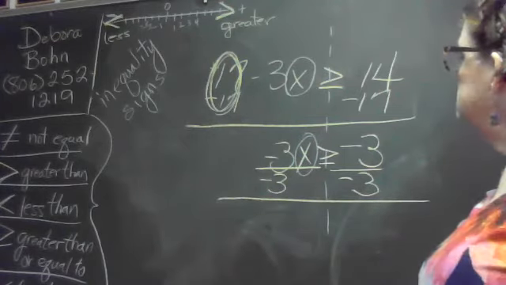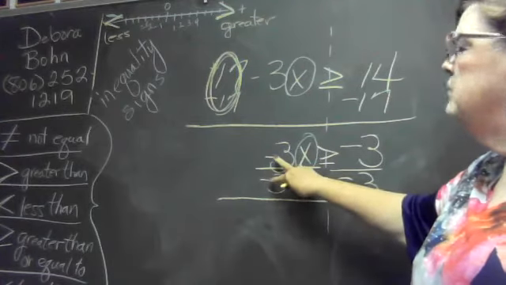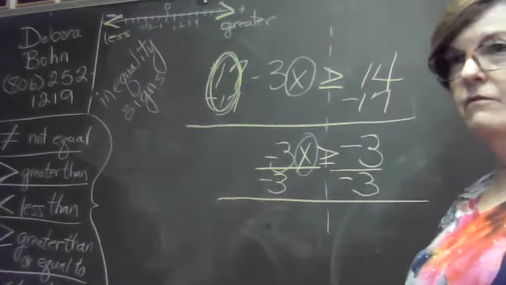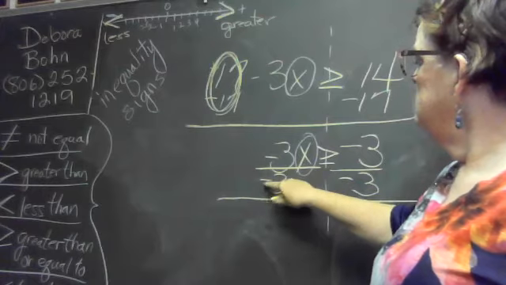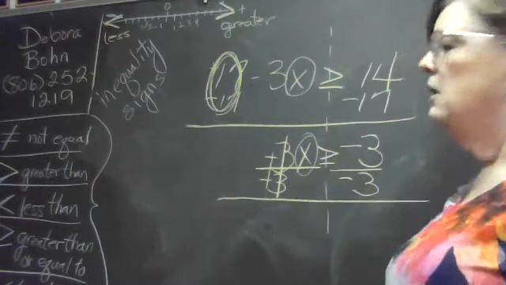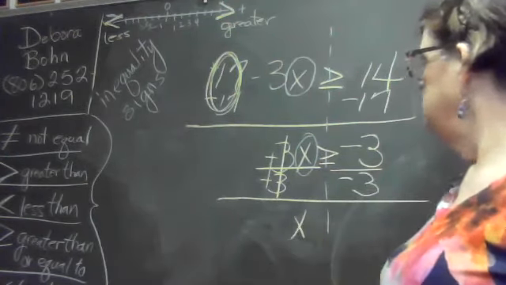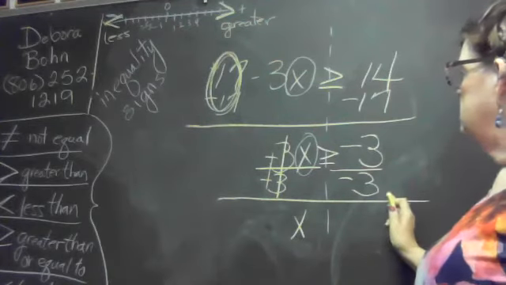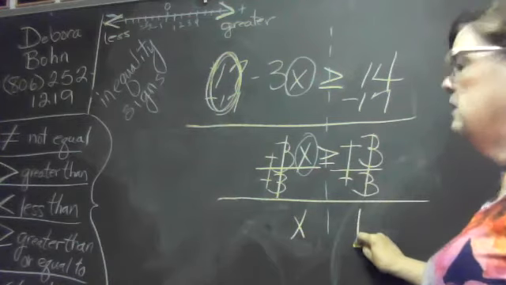Now, when we multiply or divide, if we have an even number of negatives, our answer is going to be positive. I think of it as this negative cancels this negative, this 3 cancels this 3, and all of it is a positive 1x. And on this side, the negatives cancel, the 3's cancel, so I have a 1.